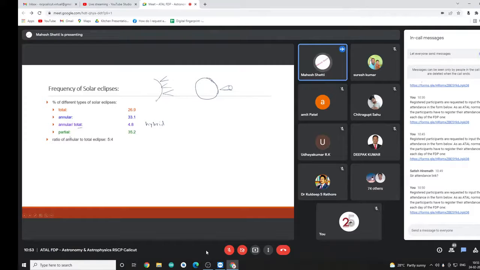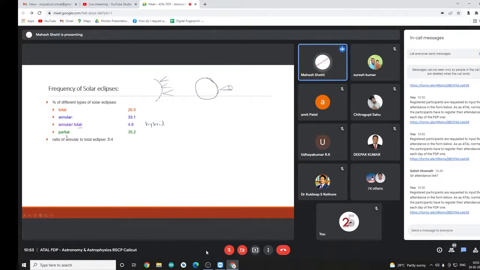When I say partial eclipse over here, from any place on the earth it is either partial or the eclipse is not seen. This is what we mean by partial eclipse here. Okay, so 35% of eclipses are partial means from no location on the earth will they be seen as total or annular.